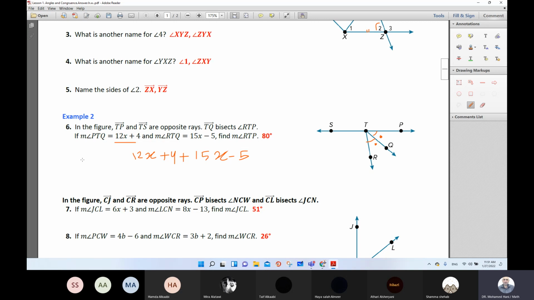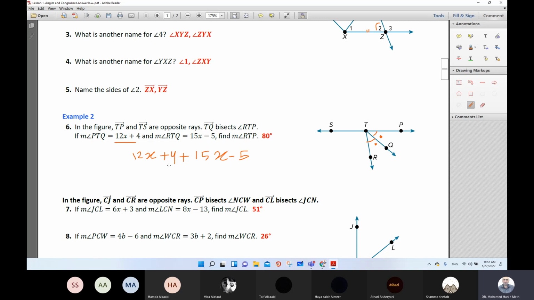I will repeat here. In this figure, we have ray TB and ray TS are opposite rays, and this is TQ, this is the P6, means this is in the middle of the angle. This line divides this angle into two equal angles. This angle equals this angle. And we want to find the measure of the angle RTB. RTB equals this angle plus this angle.